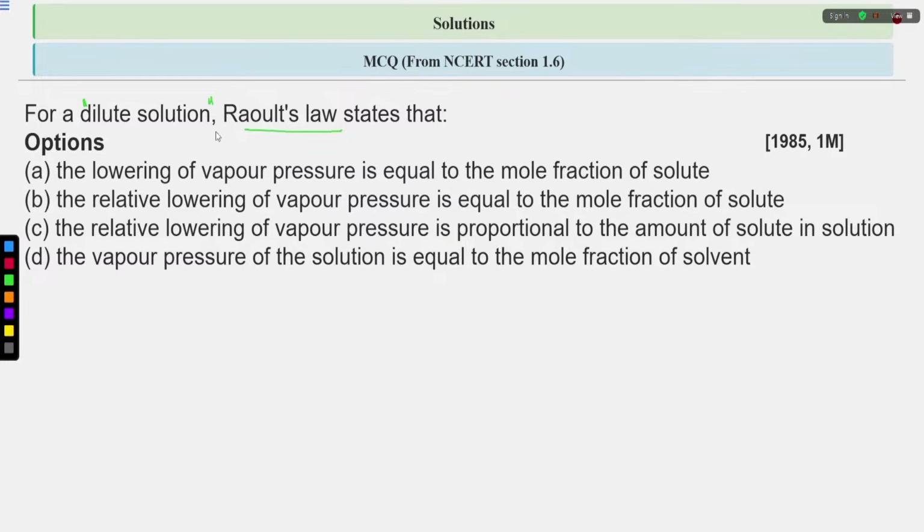The four given options are: the lowering of vapor pressure is equal to the mole fraction of solute; the relative lowering of vapor pressure is equal to the mole fraction of solute; the relative lowering of vapor pressure is proportional to the amount of solute in the solution; or the vapor pressure of the solution is equal to the mole fraction of the solvent. You have some time, think about it, try to relate it, and then we will see the correct answer.